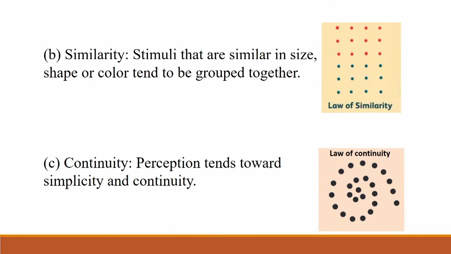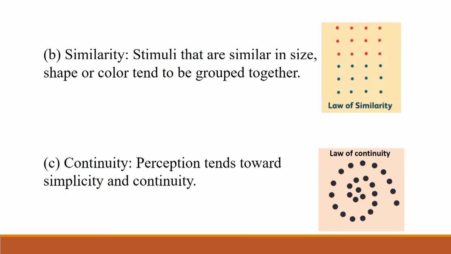Here the stimuli that are similar in size, shape or color tend to be grouped together. So in the picture also you can see that there are 3 rows of blue dots and 3 rows of red dots. So I am not saying now that there are different columns or different rows, but I am classifying the dots on the basis of the color. So basically the objects which are similar in terms of shape, in terms of color or in terms of size also, we tend to classify these objects in the same group.